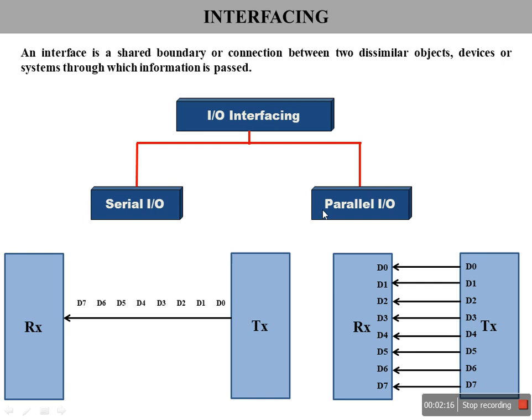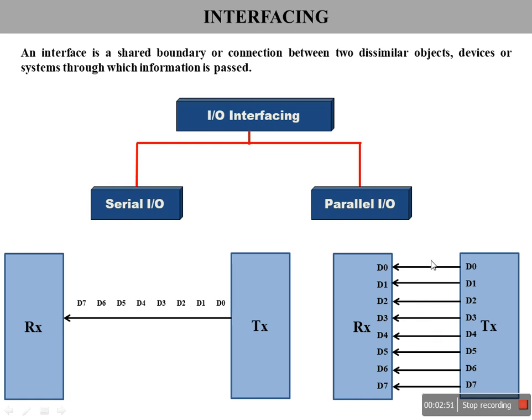In the same way, in the parallel I/O interfacing, the two devices will be connected to each other in a parallel fashion. So we will have more than one connection between transmitter and receiver. For example, for 8-bit data from D0 to D7, there will be 8 dedicated lines between the transmitter and the receiver with the corresponding bit. D0 of the transmitter will be transmitting data to D0 of the receiver, likewise up to D7 here and D7 here also.